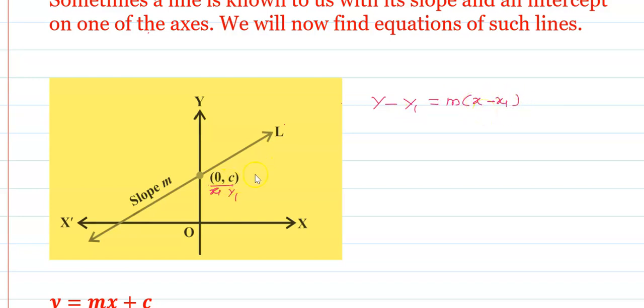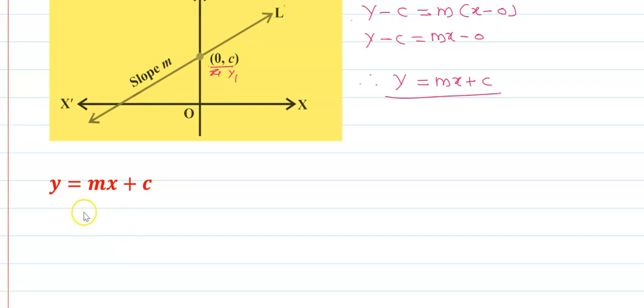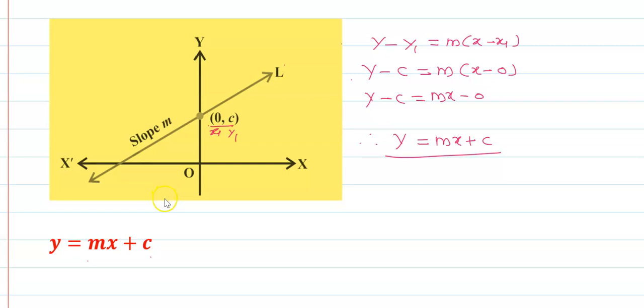Now substitute the value of x1 is 0 and y1 is c. Therefore y minus c, slope is m, keep it as it is. The value of x1 is 0. Therefore y minus c is equal to mx, and here is 0. Therefore its equation is y is equal to mx plus c. The same form is here, y is equal to mx plus c. Here if you know directly the slope and its y-intercept, then you can write directly the values of m and c. You will get the equation of a line.